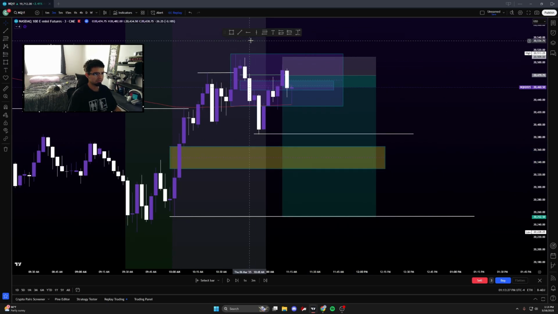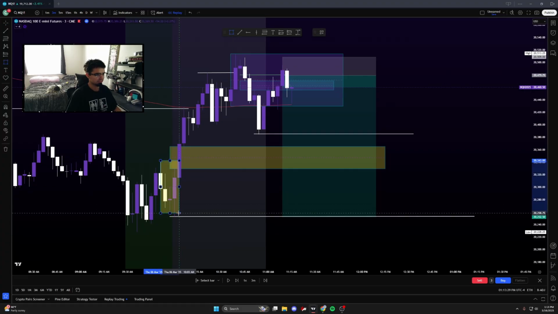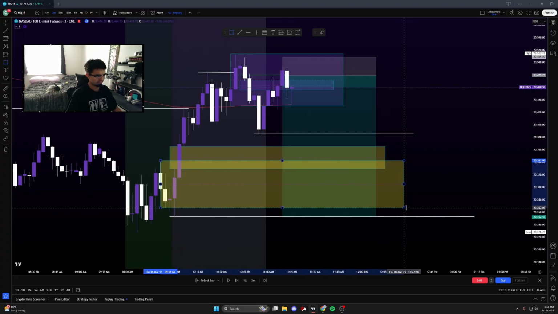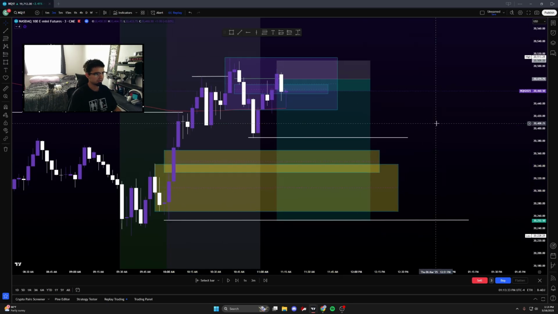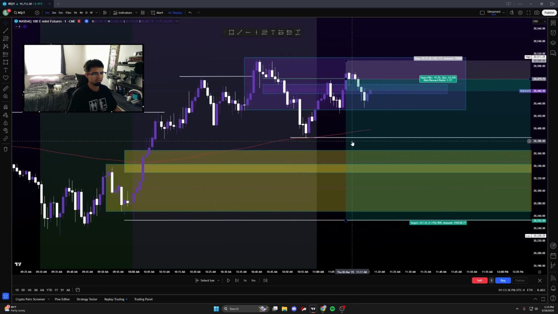So that's going to be our bullish fair value gap, and right here is going to be our 3-minute order block. So yeah, it might hit this low, but I'm sure we're going to see resistance. So let's see how this plays out.